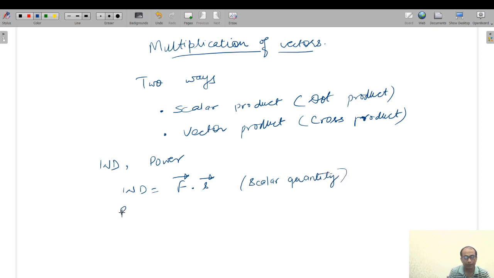Similarly, for power, we multiply force by velocity. जब हम फोर्स को वेलोसिटी के साथ डॉट करते हैं तो this is again what? A scalar quantity. Whereas if we have to find out, say, the linear velocity in terms of angular velocity, so what is this? This is angular velocity cross the displacement vector, and this is what? This is a vector quantity.